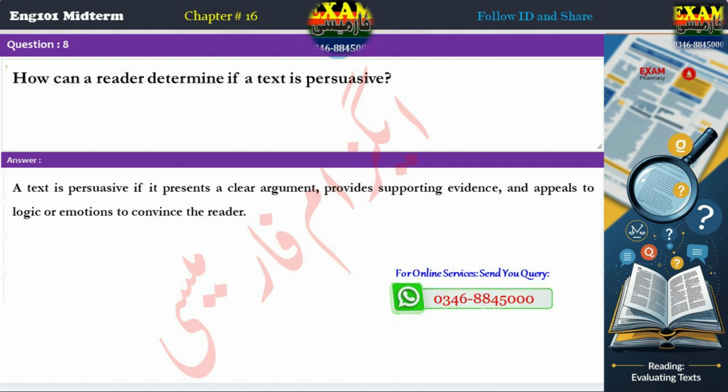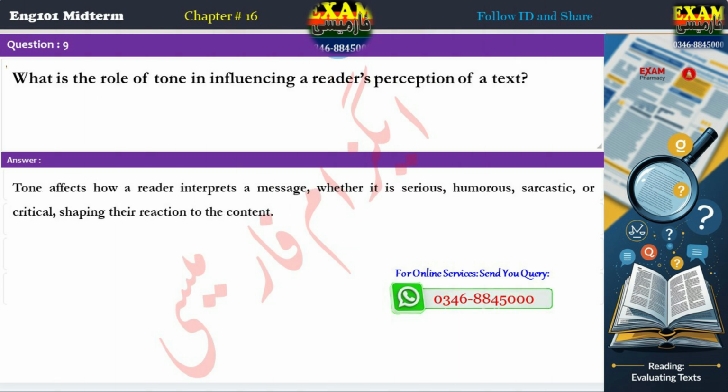8. How can a reader determine if a text is persuasive? Answer: a text is persuasive if it presents a clear argument, provides supporting evidence, and appeals to logic or emotions to convince the reader. 9. What is the role of tone in influencing a reader's perception of a text? Answer: tone affects how a reader interprets a message, whether it is serious, humorous, sarcastic, or critical, shaping their reaction to the content.